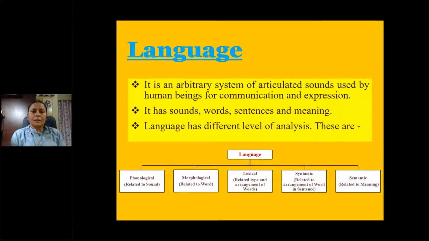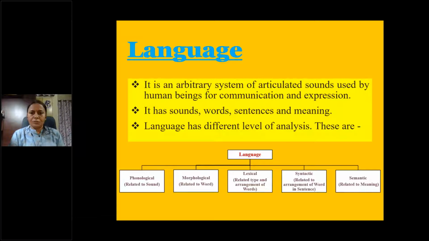And before going into more details, let us check that each and every language has different levels of analysis, be it a formal analysis or a comprehensive analysis of any point.